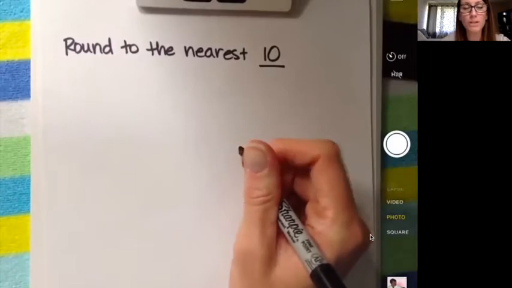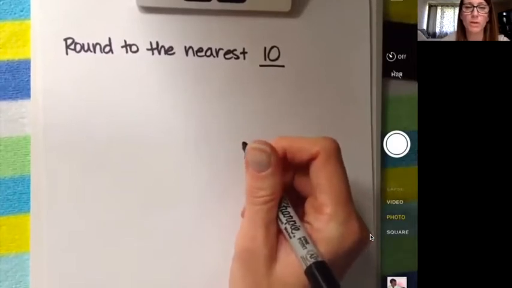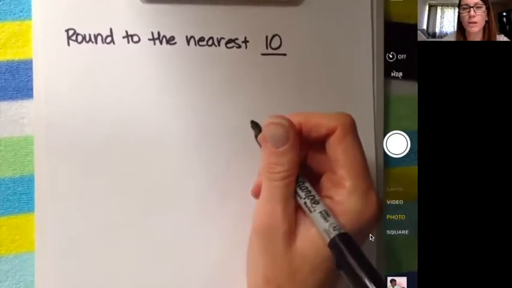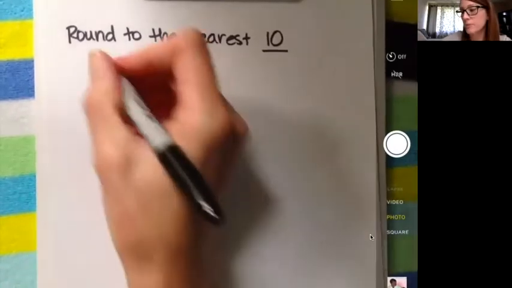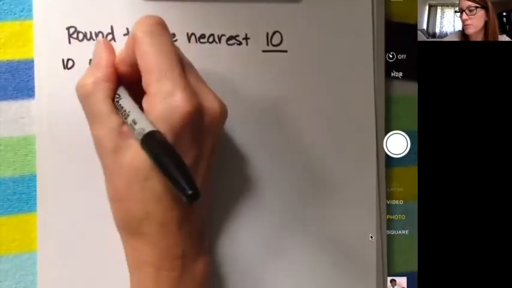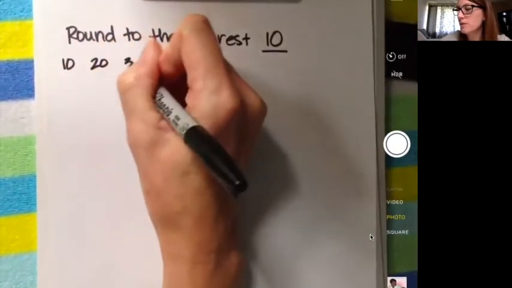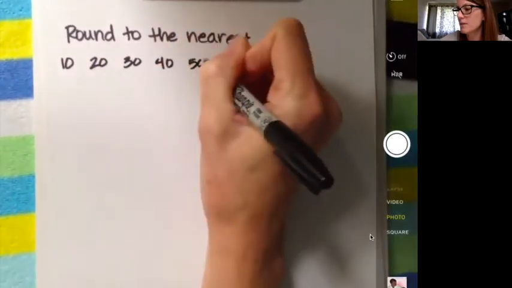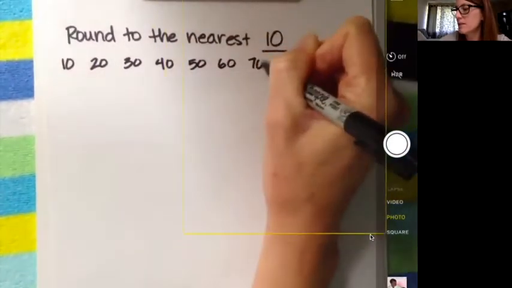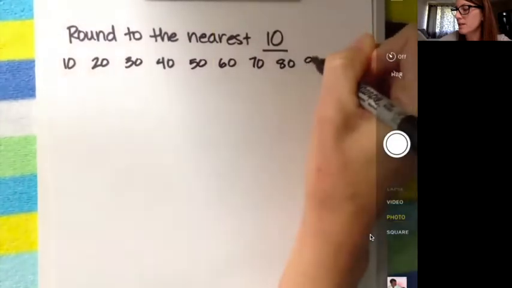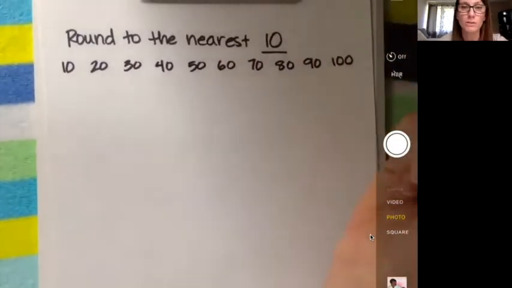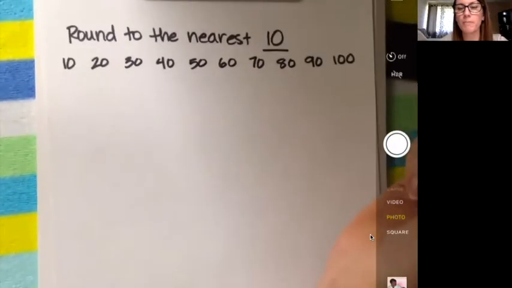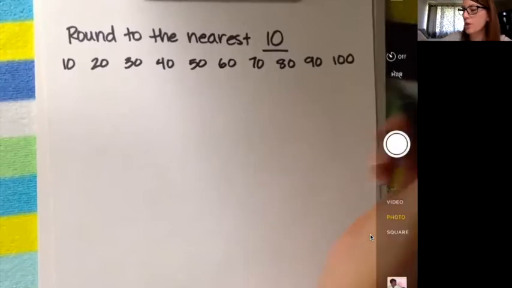which multiple of 10 is this number closest to. So to start off with, we kind of want to think about, okay, what are the multiples of 10 that we know? So if we're counting by tens, we would say 10, 20, 30, 40, 50, 60, 70, 80, 90, and 100. And then, of course, it would keep going, right? So 110, 120, and so on. Okay. So let's start with the number 32.